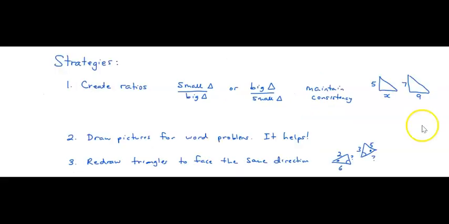As you try the exercises, I'll give you a few strategies. Firstly, when you create your ratios, be consistent. Small over big or big over small, it doesn't matter. What's important is that you maintain consistency. So if I'm starting with my small triangle and I'm doing 5 over 7, then I can make x over 9. So just be consistent in setting up your ratios. Draw pictures for word problems, and redraw triangles to face the same direction.